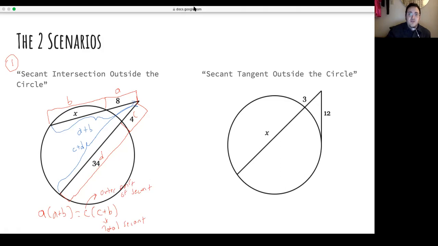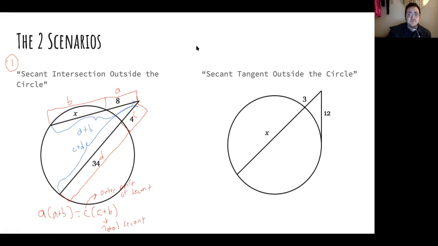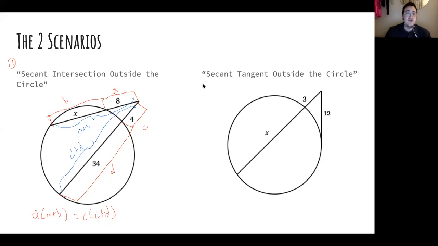Then we are going to go to the secant tangent outside of the circle problems. So now we're going to go to number 2, which is the other case. This is the secant tangent, and it's called secant tangent because this line is the tangent line. We'll call this A, and then we'll call this part B and C, where on the secant line, the total secant line will actually be B plus C.